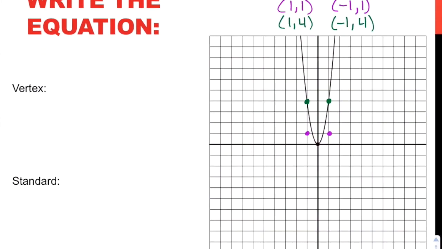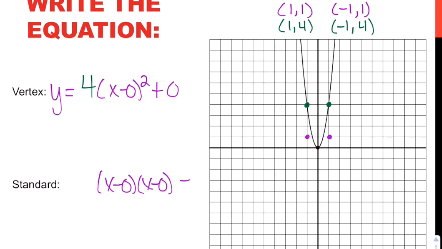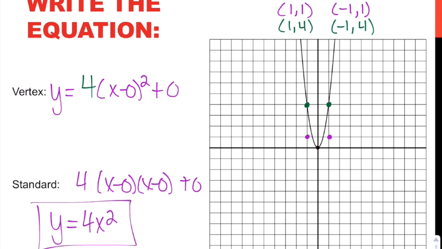Here's how you're going to write this with vertex form. My vertex is 0, 0. I haven't moved left or right or up or down. But now, instead of having a 1 for A, we now have a 4 in front. Remember from our transformations, multiplying by a whole number will make your graph skinnier. It'll make you have a vertical stretch. To convert this to standard form, FOILing out x minus 0 times x minus 0 is going to cancel everything to x squared. So this is going to automatically become 4x squared.